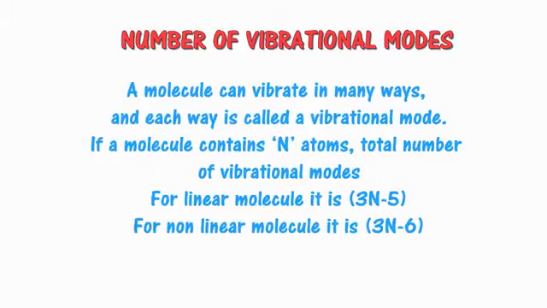Now, number of vibrational modes. A molecule can vibrate in many ways, and each way is called a vibrational mode. If a molecule contains n atoms, the total number of vibration modes will be, for a linear molecule, 3n minus 5, and for a non-linear molecule, 3n minus 6.